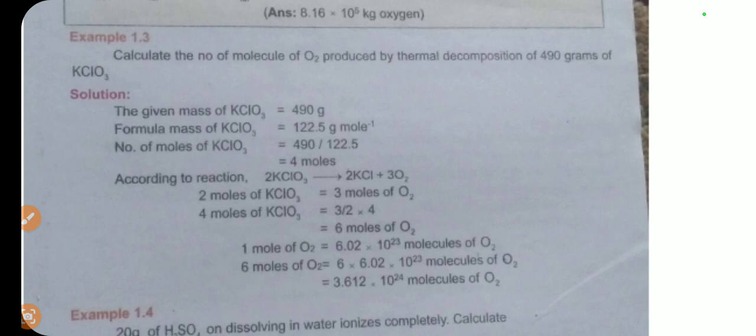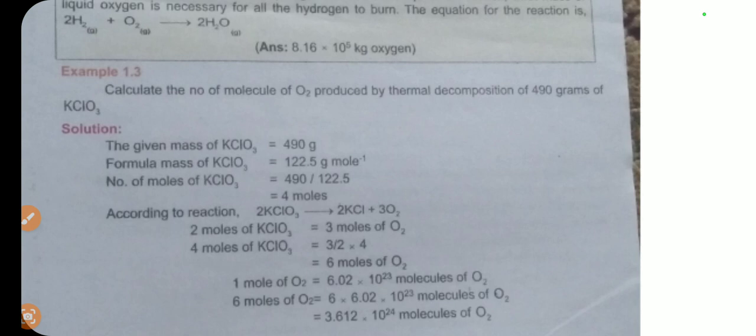Calculate the number of molecules of oxygen produced by thermal decomposition of 490 gram of KClO3, potassium chlorate. First we have to write the balanced chemical equation. The given mass of potassium chlorate is 490 gram. We have to calculate the formula mass of KClO3 by adding up the atomic mass of each atom, and we get 122.5 gram per mole.